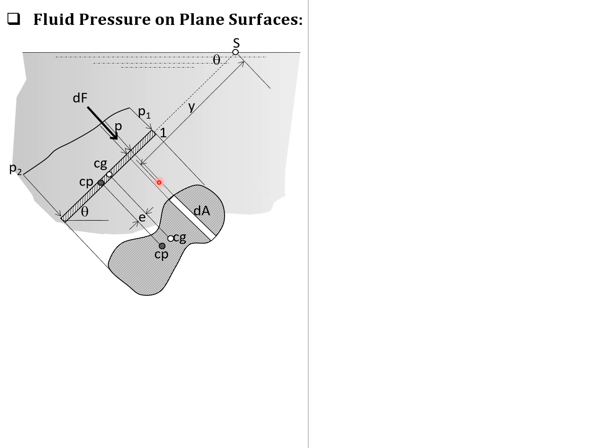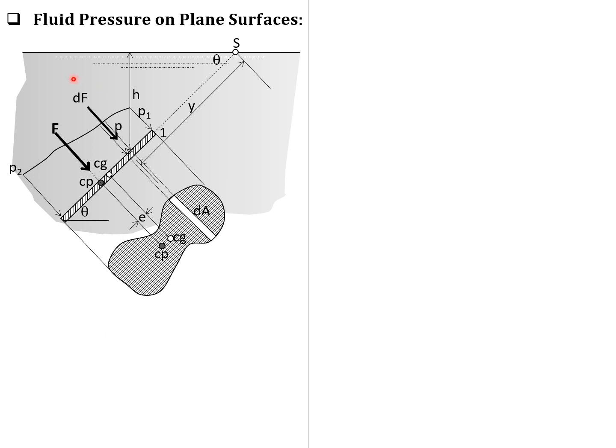So the distance of the centroid of this differential area to the point S along the plane of the area is denoted by Y. And of course, this distance is the vertical distance of any point on this differential area to the liquid surface as H. And the force, the total pressure, acts through the center of pressure CP.